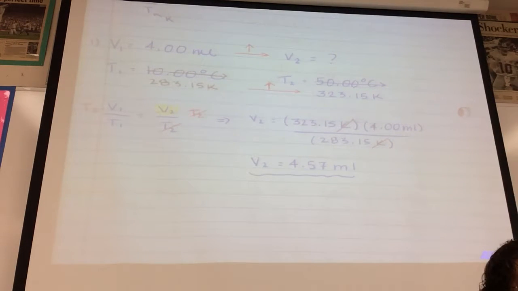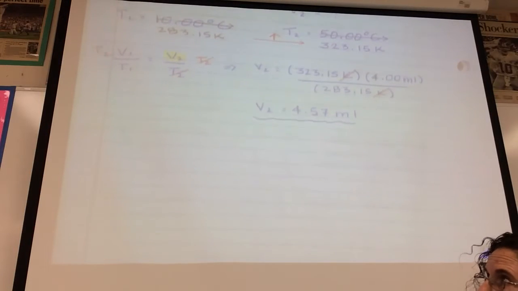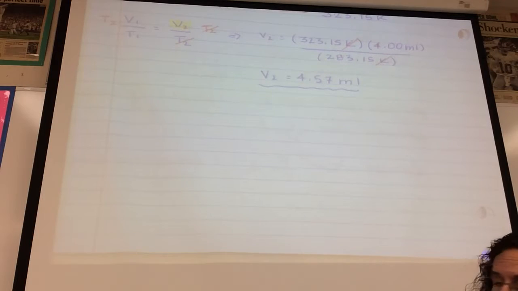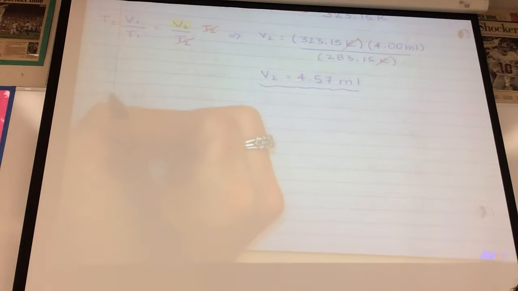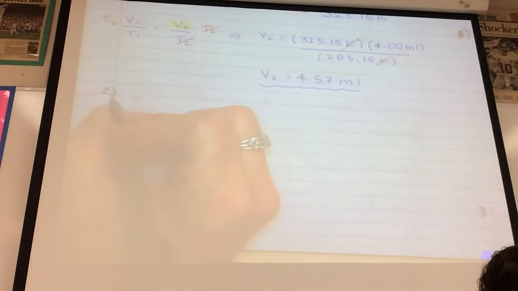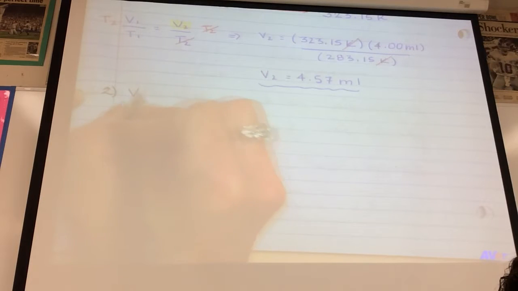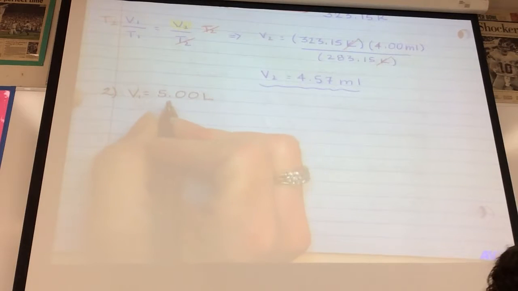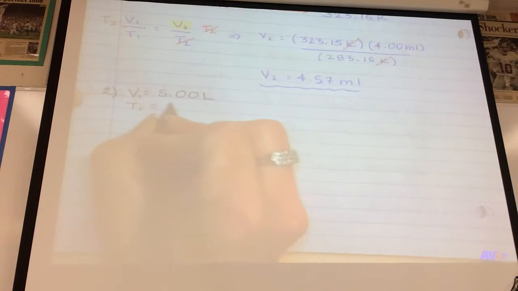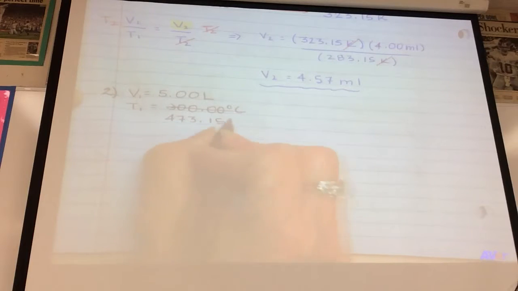Pretty easy. Yes, yes? The second one's a smidge harder, but I'm going to show you a trick that'll make it easier. In the second problem, it says chlorine gas occupies 5 liters of space at a temperature of 200 degrees Celsius, which I'll immediately get to Kelvin so I don't do anything silly.